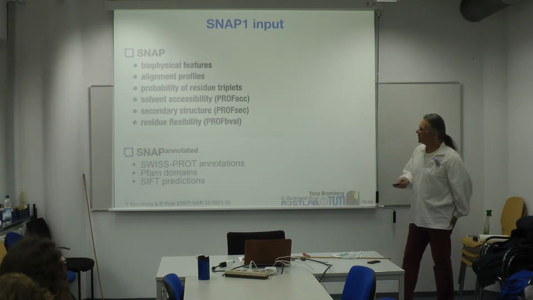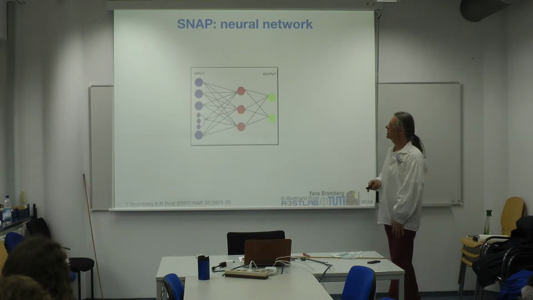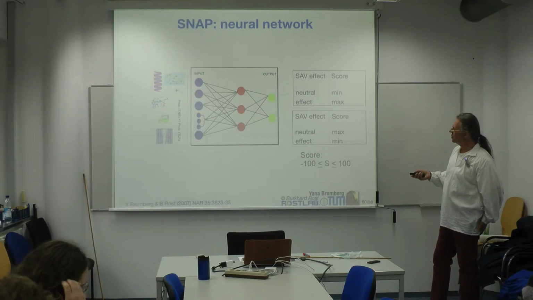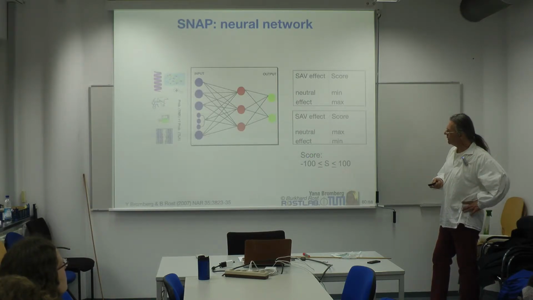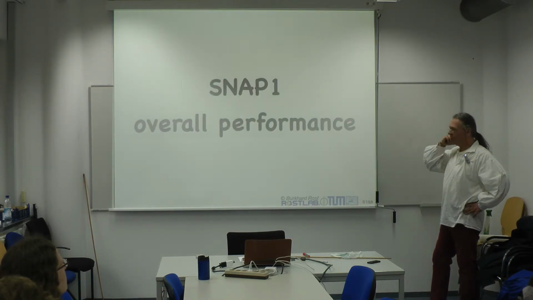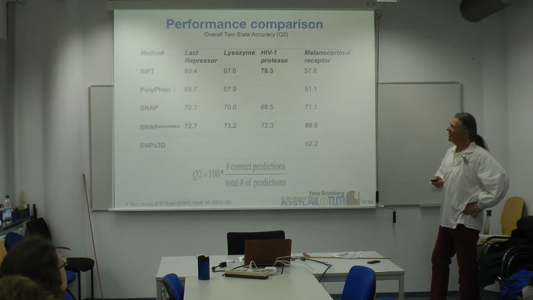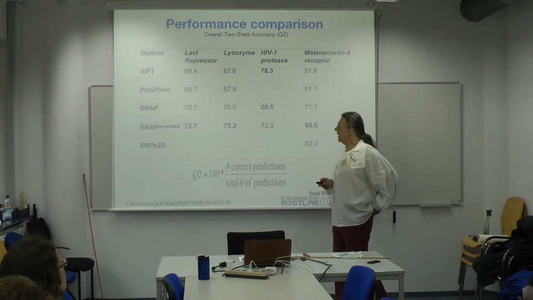In many cases we use delta and original feature, and then we also use somehow annotations. As always, there is sort of a score. In this particular case, we are going to plot data such that minus 100 means strongly predicted to be neutral, plus 100 means strongly predicted effect. Let's begin with the overall performance. First thing, we're looking at a data set that has not been used for training.